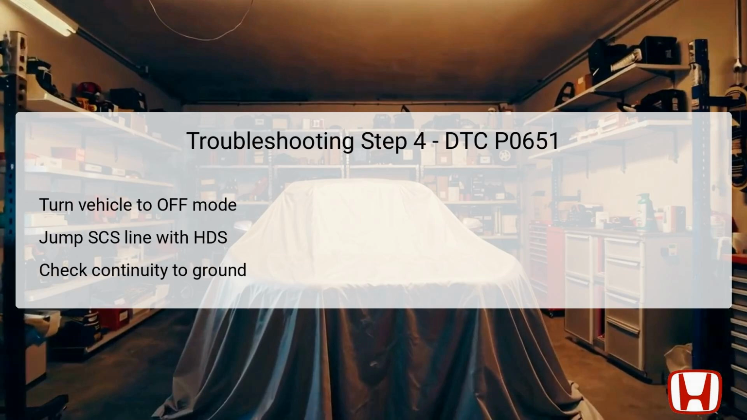The fourth troubleshooting step focuses on checking for shorted wires associated with the voltage common circuit, VCC lines. The first action is to ensure the vehicle is turned to the off mode. The technician should then use the HDS to jump the SCS line, essentially putting the system into a test mode for a minimum of 1 minute. This process will help capture any existing faults in the VCC wire integrity.